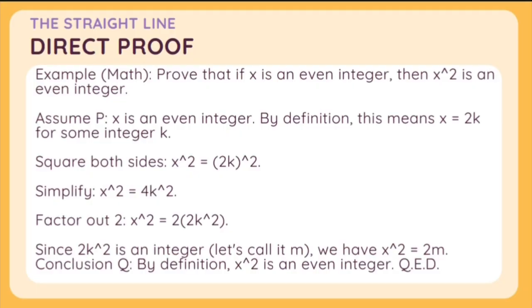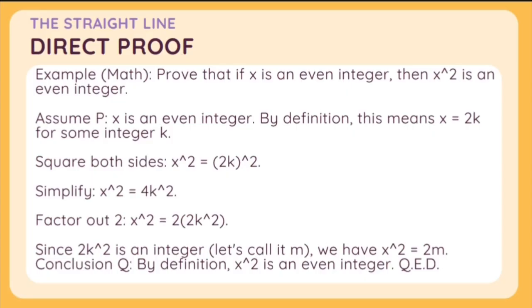So an example here is, let's prove that if x is an even integer, then x squared is, well, also an even integer. So let's assume P. X is an even integer. By definition, this means that x equals 2k, as in 2 times 1, 2 times 2, 4, 2 times 3, 6. These are all even integers, so yeah, for some integer k.